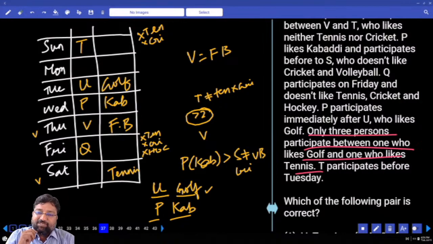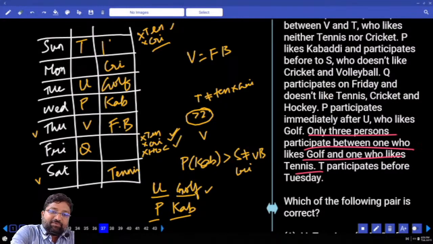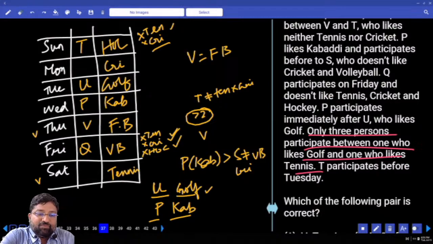Lastly, T participates before Tuesday is done. Tell me who else we have left to place. This cannot be tennis, so this should be... Tennis is already done. This cannot be cricket, so what should be cricket? This cannot be hockey. What is the game that is left out? Volleyball. Right? Tell me what other points are left.